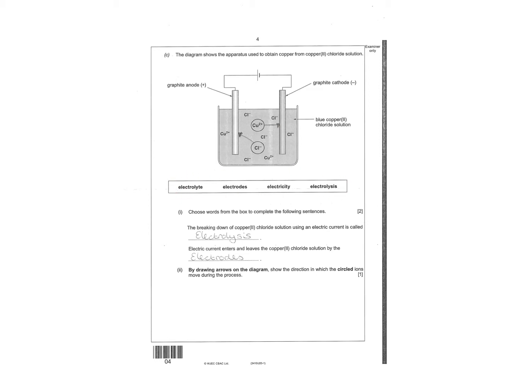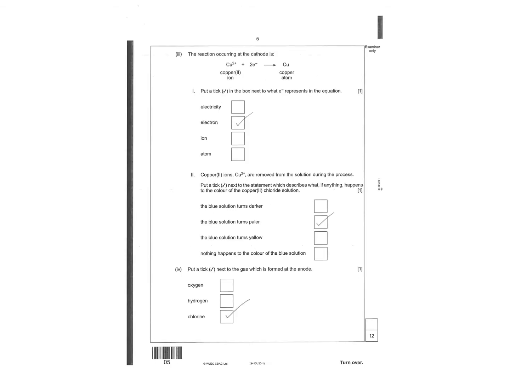Using these keywords then, the breakdown of copper chloride solution using electrical current is called electrolysis. Electrical current enters and leaves the copper chloride solution by electrodes. Then it says put a tick next to what that e- represents, that's electrons. The solution will turn paler as the copper ions are removed, and what will be formed will be chlorine.